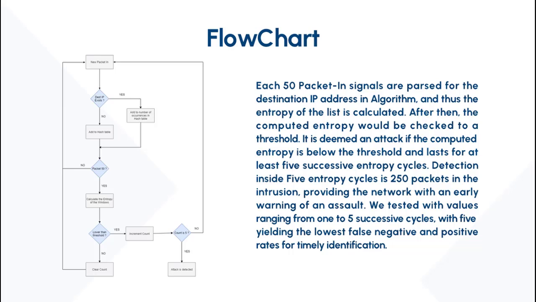Now let's study the algorithm. Each 50-packet window is passed for the destination IP address, and thus the entropy of the list is calculated. After that, the computed entropy is checked against a threshold. An attack is detected if the computed entropy is below the threshold and lasts for at least 5 successive entropy cycles. Detection inside 5 entropy cycles means 250 packets in the attack. To provide a network with an early warning of an assault, we tested with values ranging from 1 to 5 successive cycles, with 5 yielding the lowest false negative and false positive rates for timely identification.